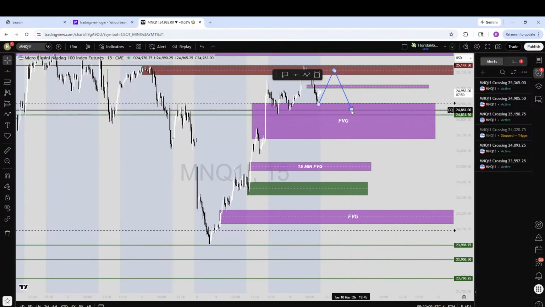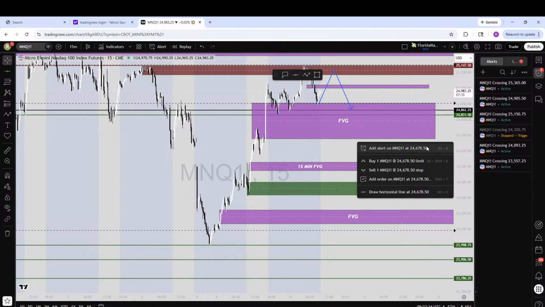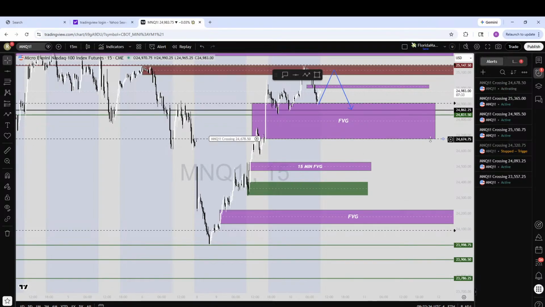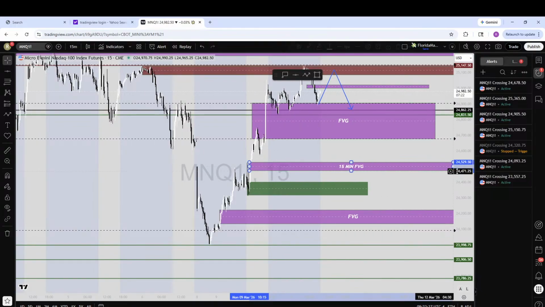If the market decides to come down and break the midnight candle, then it's going to come down to this area here at the fair value gap. I'm putting an alert. If it breaks it, then this is a little demand zone. It might come down here and get liquidity and go back up, or it just comes straight to this 15 minutes fair value gap right here.